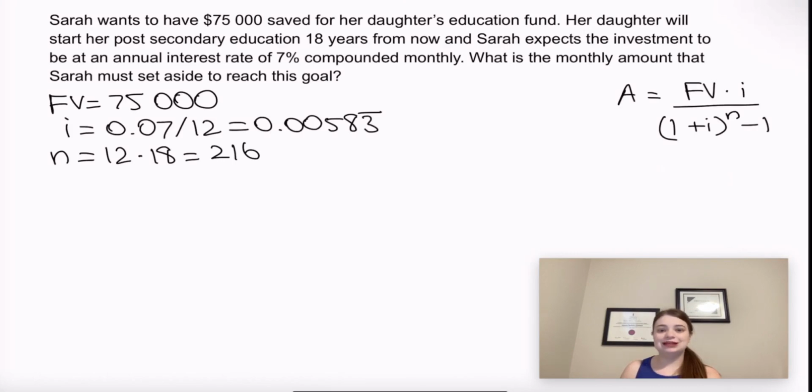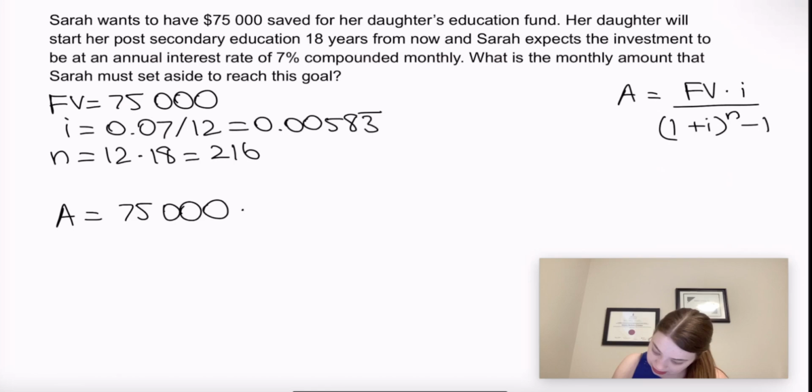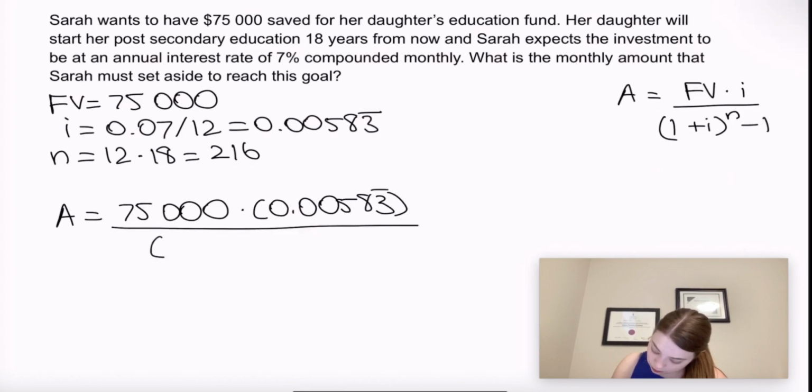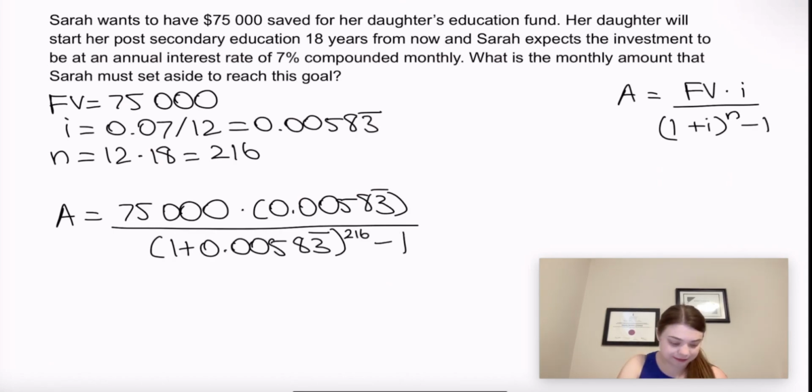So that means there's 216 compounding periods. Now we're going to figure out the monthly amount Sarah must set aside. So A is going to be equal to 75,000 times i, so 0.00583 repeating, divided by 1 plus 0.00583 repeating, to the power of n, so the power of 216, minus 1.